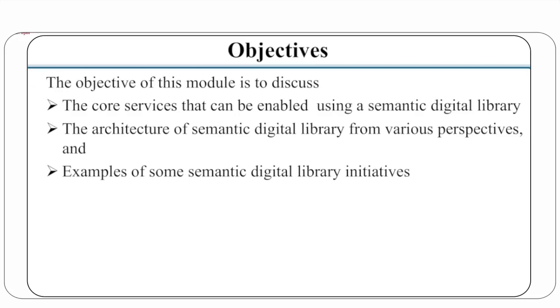Semantic digital libraries facilitate the usefulness of the traditional digital libraries by exposing the content of the digital library through a structured and interrelated web so that it can be easily used by both the machines and the users. This module discusses the core services that can be enabled using a semantic digital library, the architecture of semantic digital library from various perspectives, and examples of some semantic digital library initiatives.